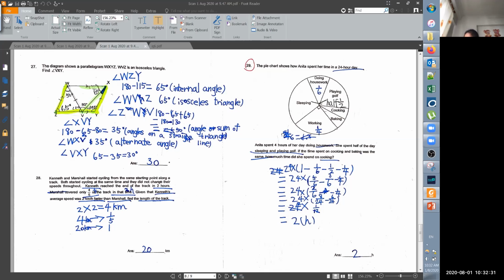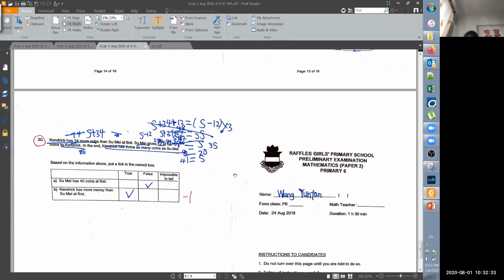Okay, next. What's wrong with this? Kendrick has 34 more coins than Sule at first. Sule gives 12 of her coins to him. In the end, Terry has twice as many coins as Sule. Kendrick has more money. Oh, you can't tell whether it's more money or not, because having more coins doesn't mean you have more money, because you might have 10 cents and I might have $1.